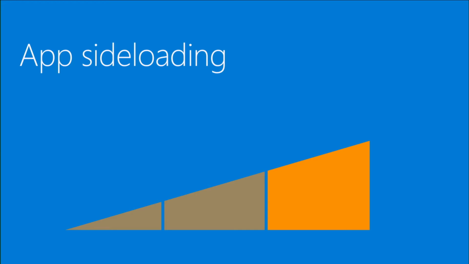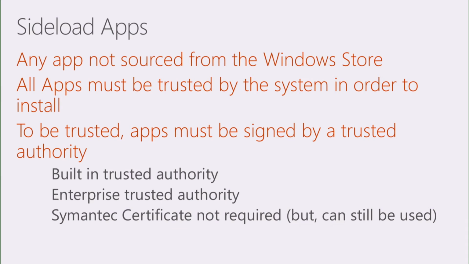So let's start with defining what a side-loaded app is. Frankly, a side-loaded app is any app that didn't go through the Windows Store, right? So we obviously trust any app that comes through the Windows Store. It's signed in a particular way, so we understand the app came from the Windows Store. We know it's been through all the certification. It's been through all the tests, et cetera. So we trust those applications built into the system.